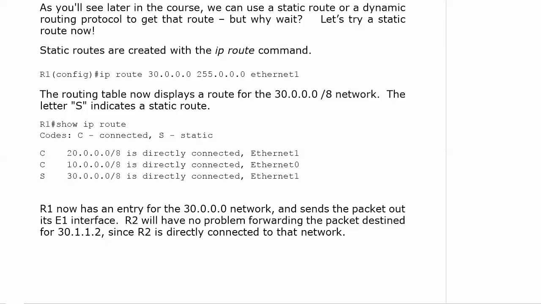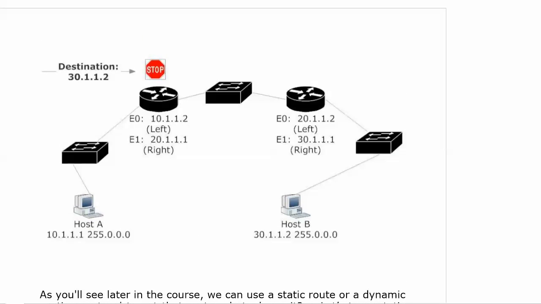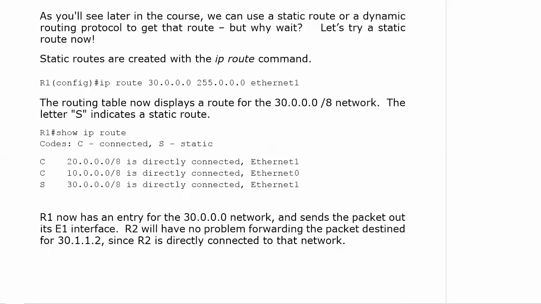And that means that any packets for that particular network, this router, router 1, is just going to take them and send them right out Ethernet 1. And then they'll get to this router, router 2, which does have a connected route to 30.0.0.0/8, and then the packets will get where they're supposed to go. So the static route helps us get those packets.